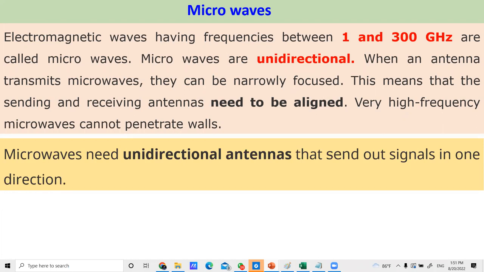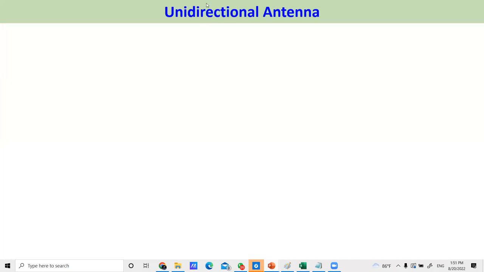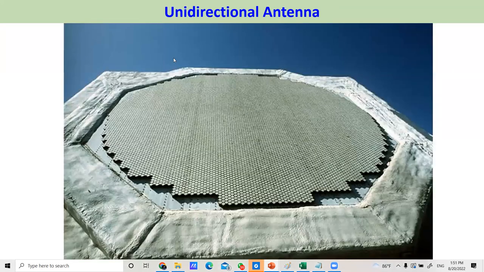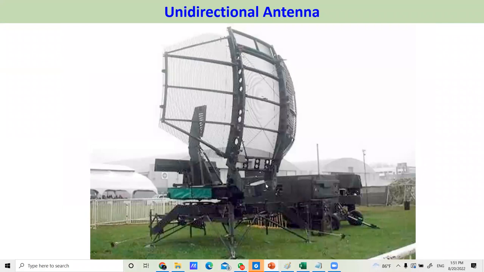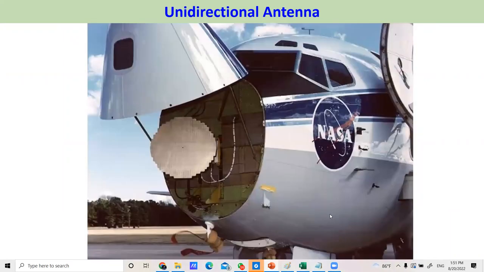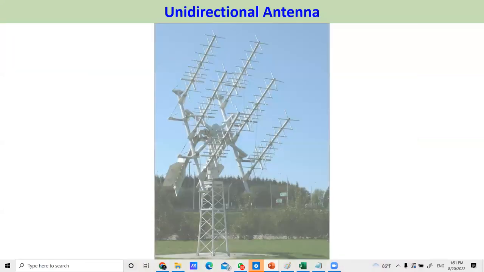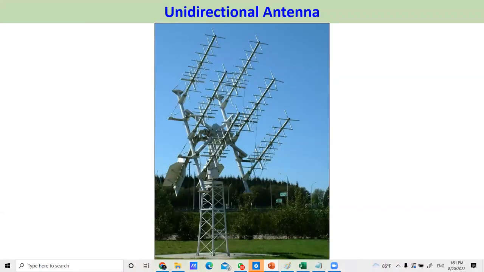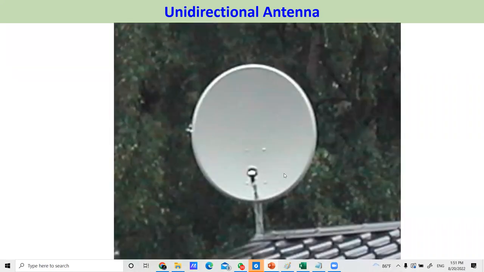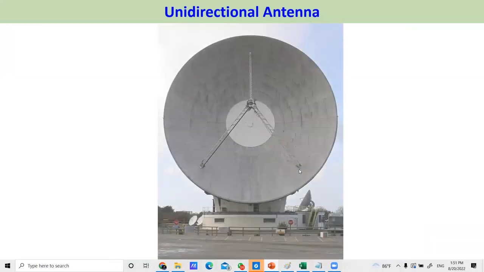Then we will learn more about microwaves. Right, before that, let's look at some figures or images regarding the unidirectional antenna. Then you will get some idea of how unidirectional antennas look. Here is one image of a unidirectional antenna in another form. That's another type of unidirectional antenna used by NASA for their experiments. That's another form of unidirectional capturing antenna, a large dish type unidirectional antenna here.